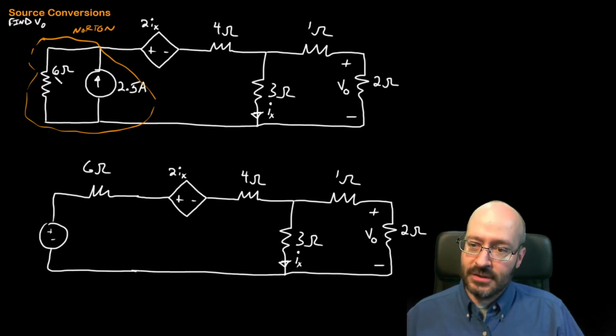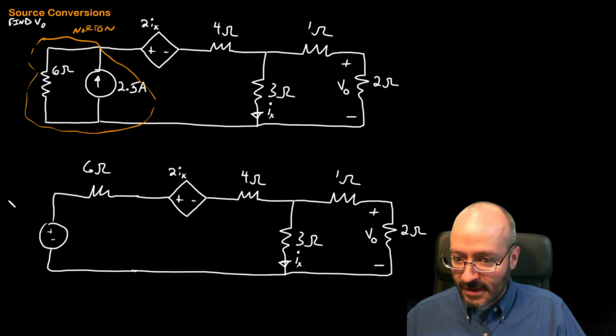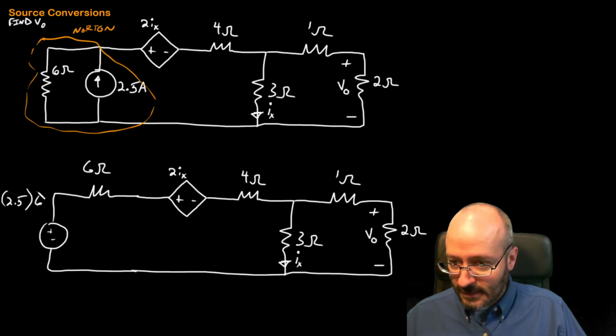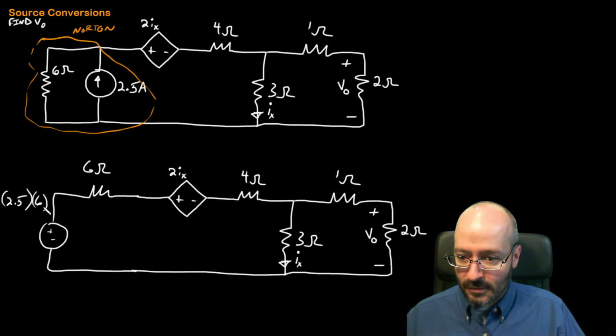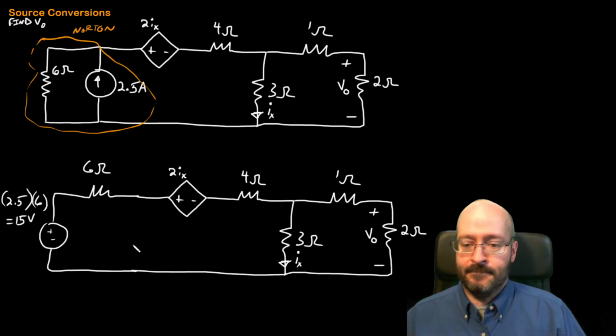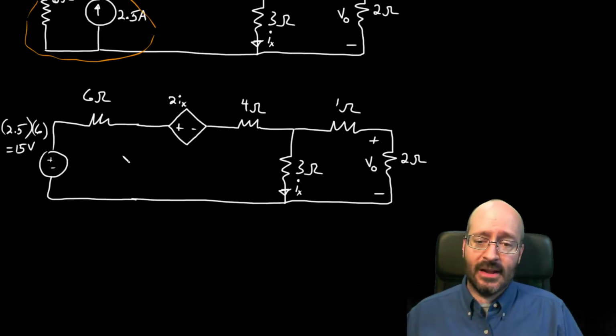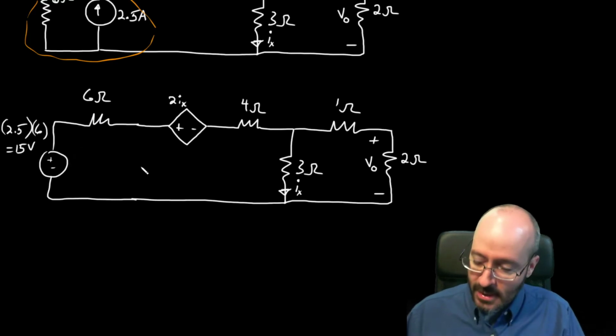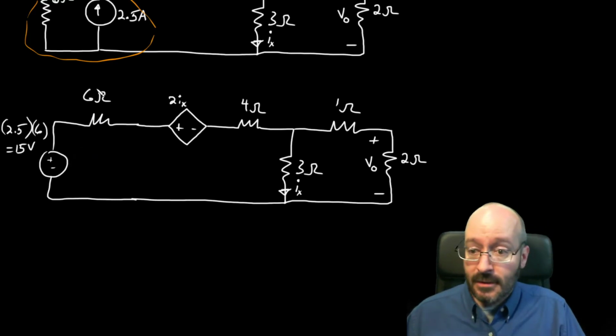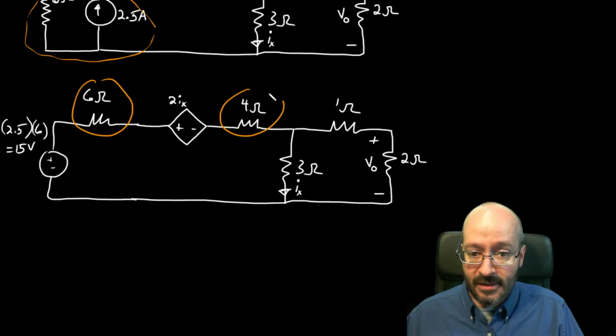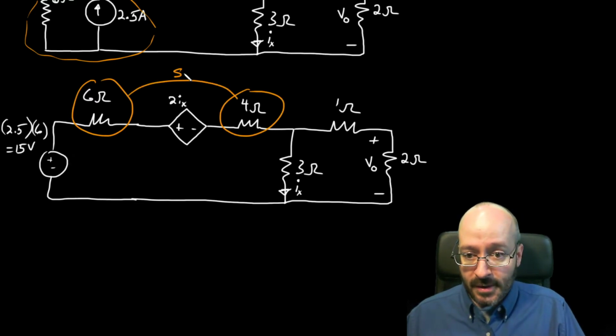And the voltage supply is going to be 2.5 times 6. So what is that going to be? 12.5. So it's going to be 15 volts. Okay. Feeling pretty good about that. From there, we've got a lot of things in series. So like I said, this 6 ohm and this 4 ohm are in series. So let's take that, and we can combine those.